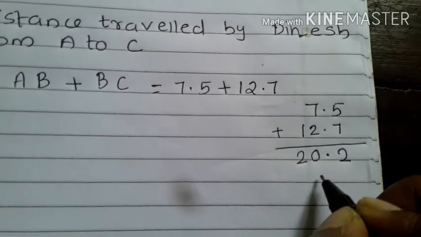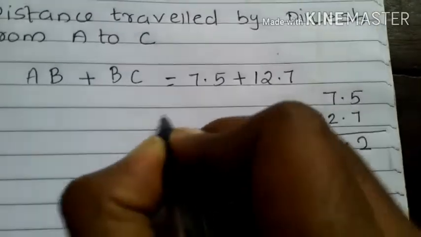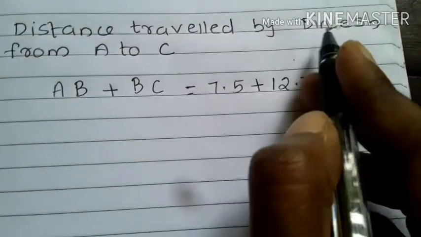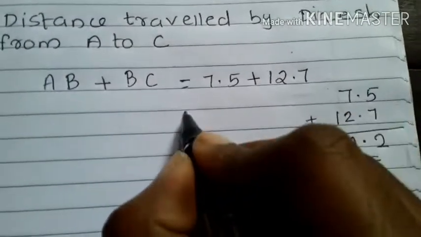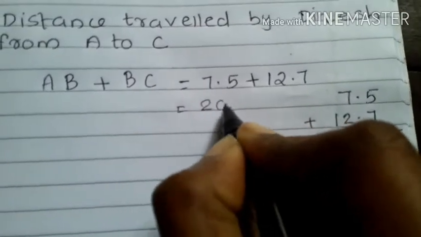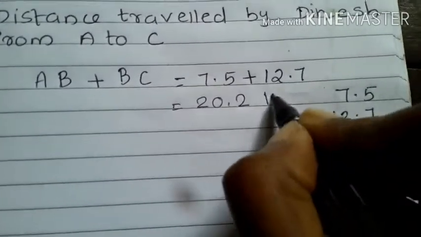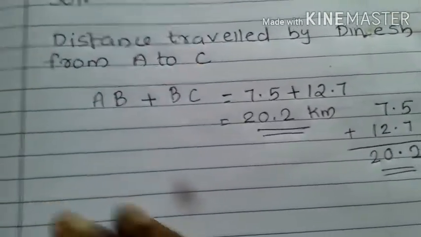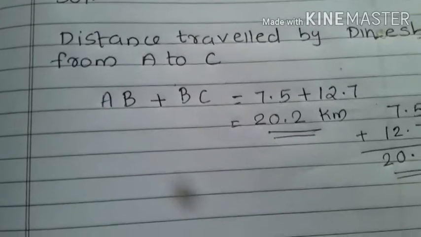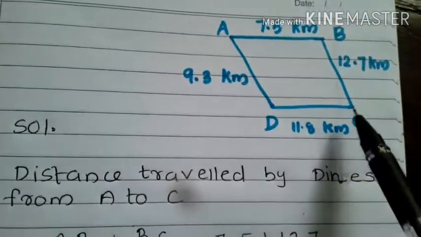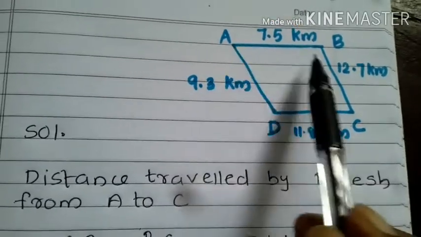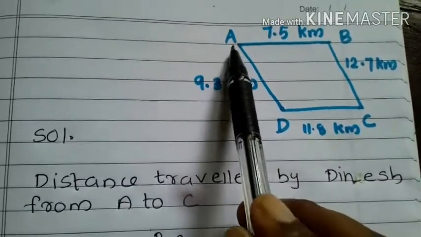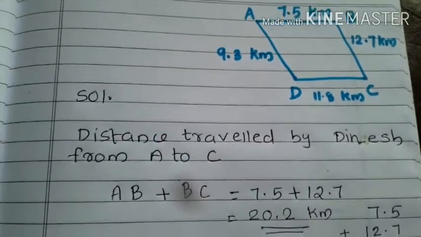So we get the answer 20.2 km. So the distance travelled by Dinesh from A to C is 20.2 km. Then we have to find out the distance travelled by Ayub from A to C. So here we write the solution.